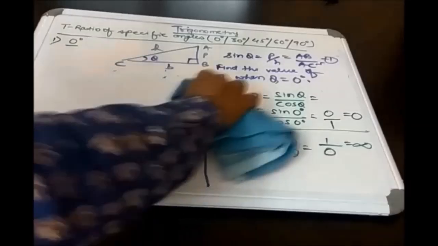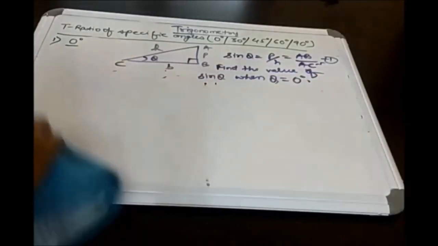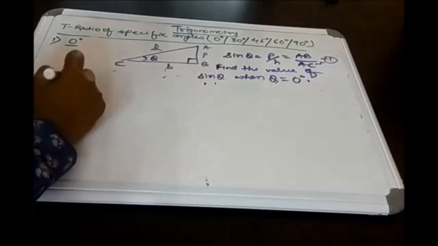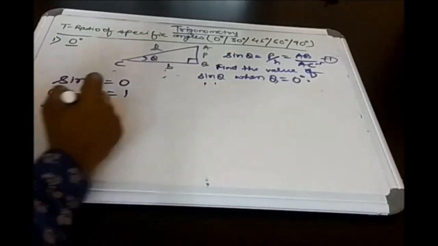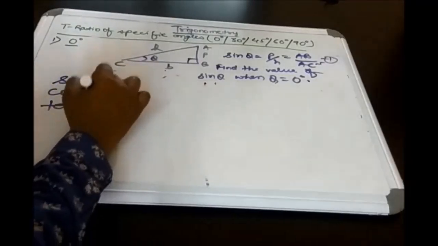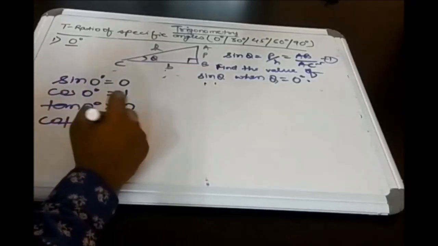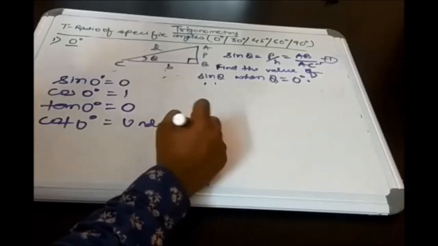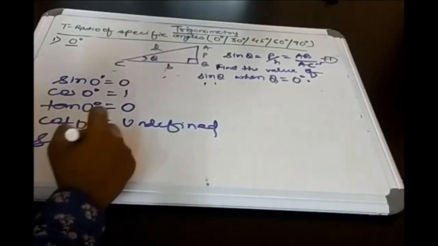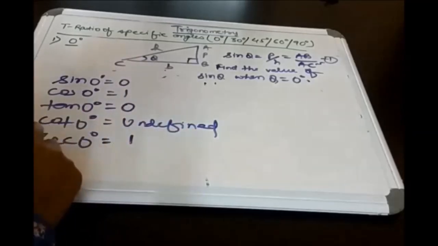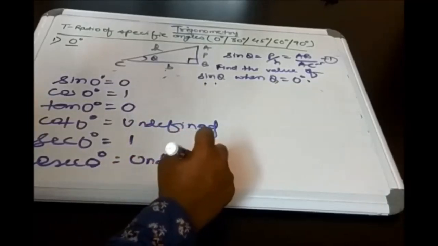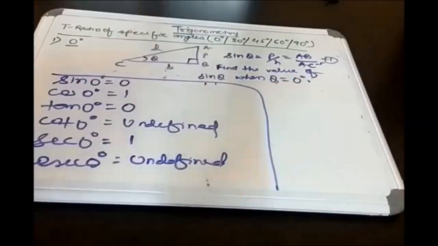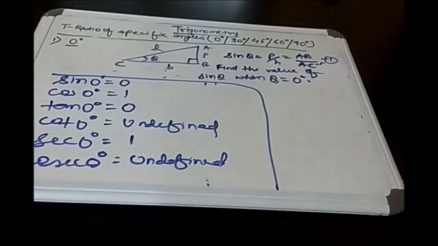So we learned that the value of sine 0 is 0, cos 0 is 1, tan 0 is 0, cot 0 degree is undefined, sec 0 degree is 1, cosec 0 degree is undefined. Now we will be moving forward to the next angle.